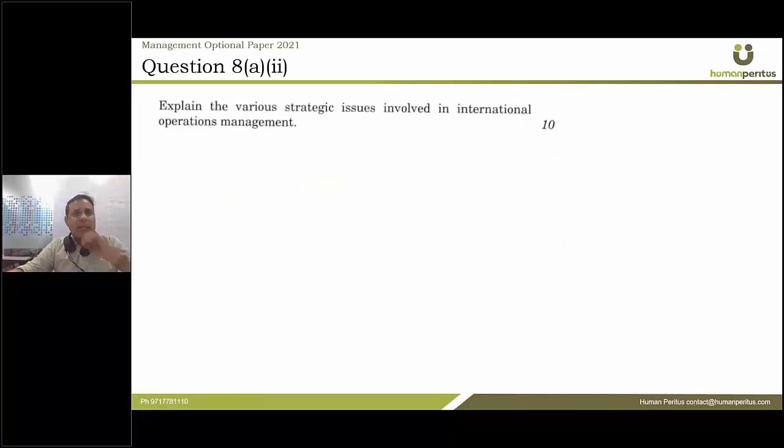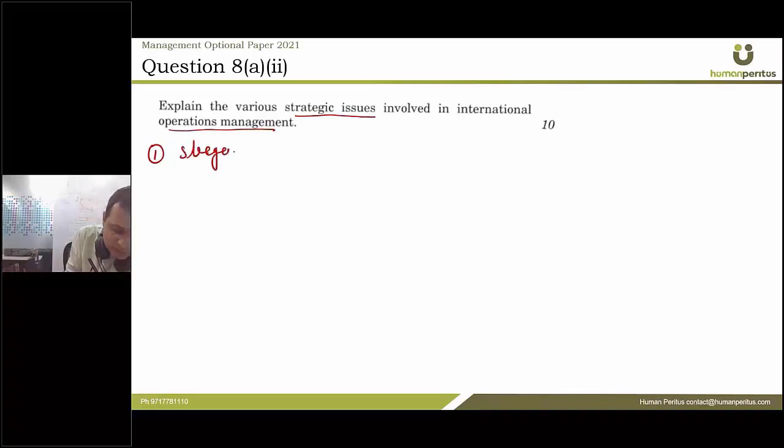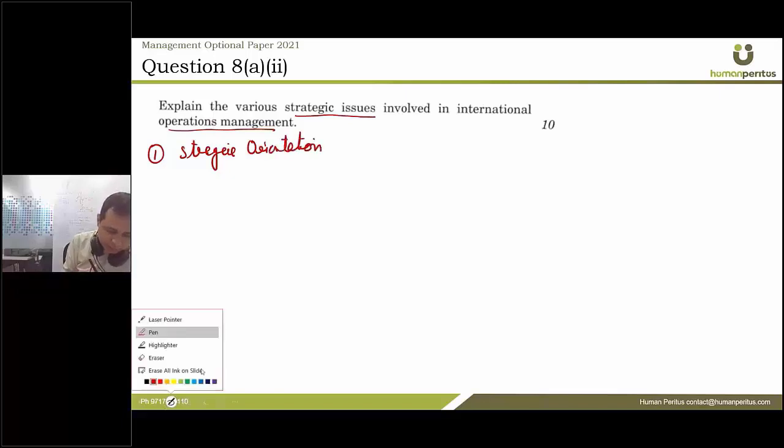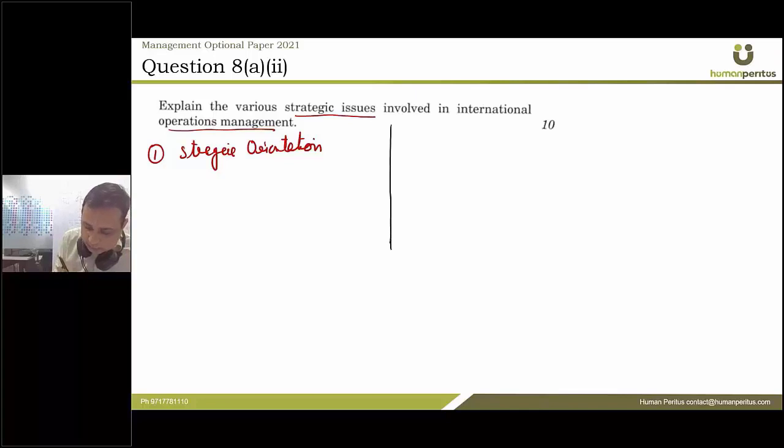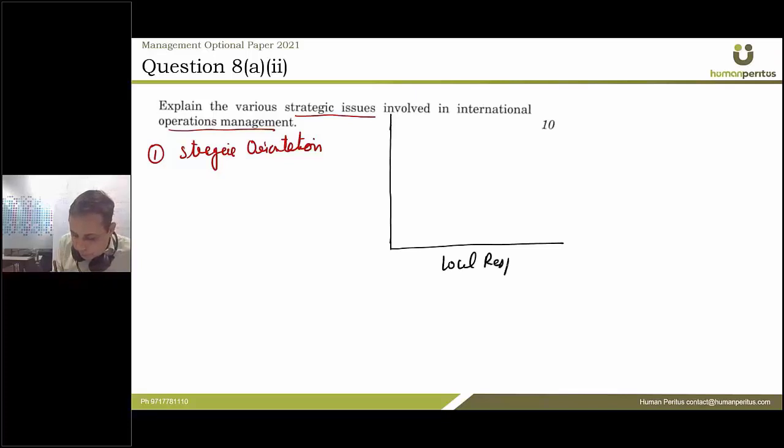Next one, explain the various strategic issues which are involved in international operations management. Okay. So guys, some of the considerations in international management are, the first one and the most important is, what is your strategic orientation? So what is the meaning of strategic orientation? So primarily we consider two factors. One, if we are going in a different country, then how do we adapt to local responsiveness? And the second factor is, what is the pressure of cost reduction, or you can say to make it more efficient?